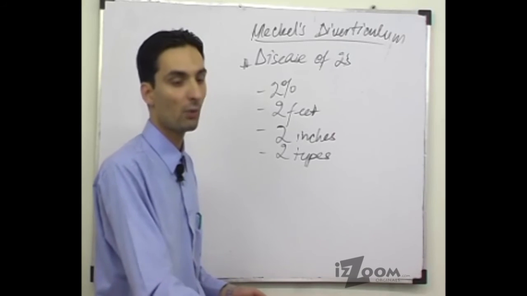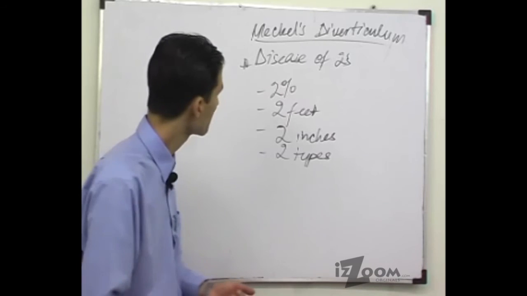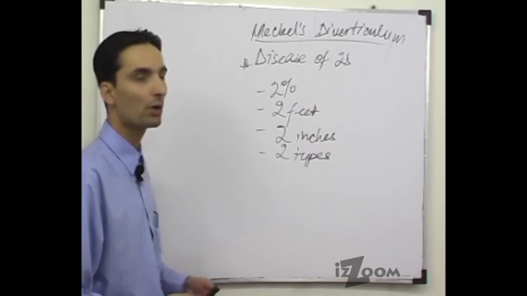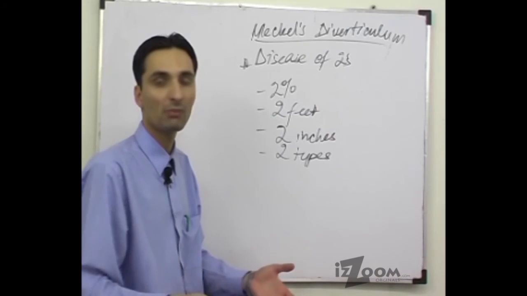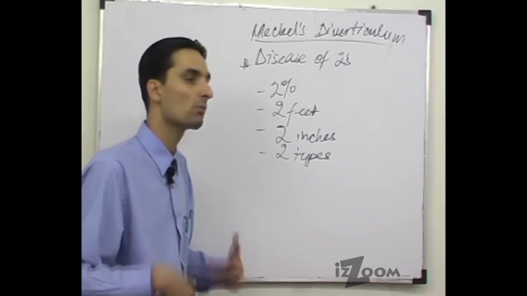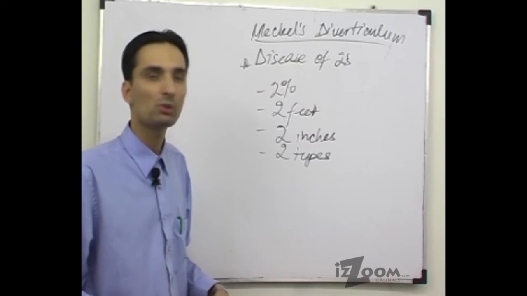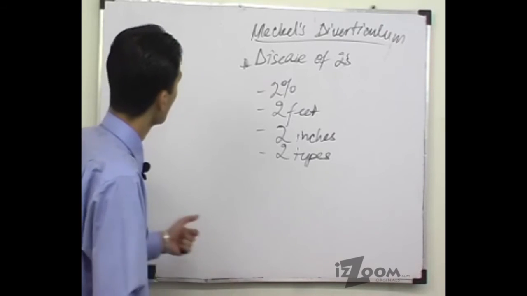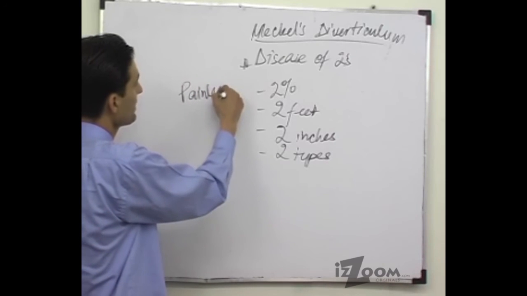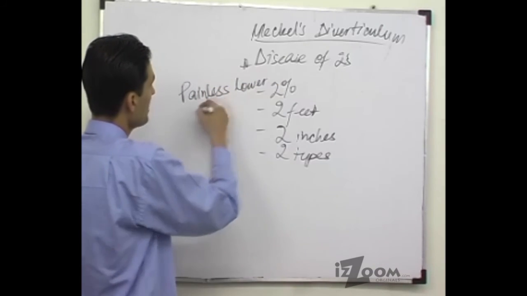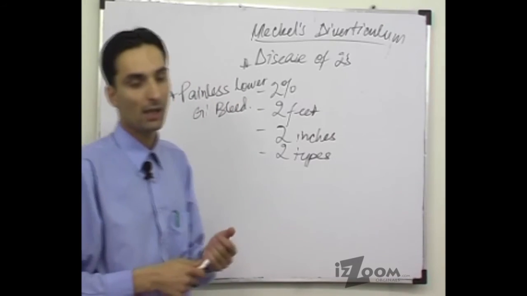Meckel's diverticulum, by the way, is the most frequent congenital abnormality of the gastrointestinal tract. How do these patients of Meckel's diverticulum present to you? Well, they can present in an asymptomatic way: for some other cause you investigate this patient and find a Meckel's diverticulum. But if they present with a symptom, the most common symptom is painless lower GI bleeding. Painless lower GI bleed is the most common symptom in these patients.